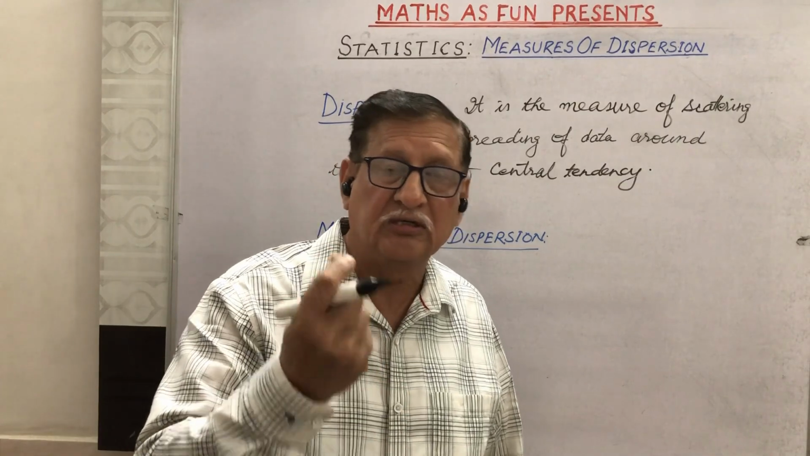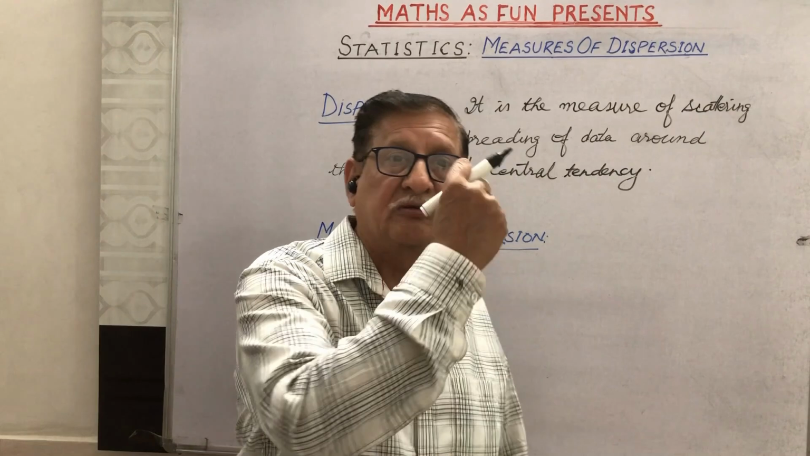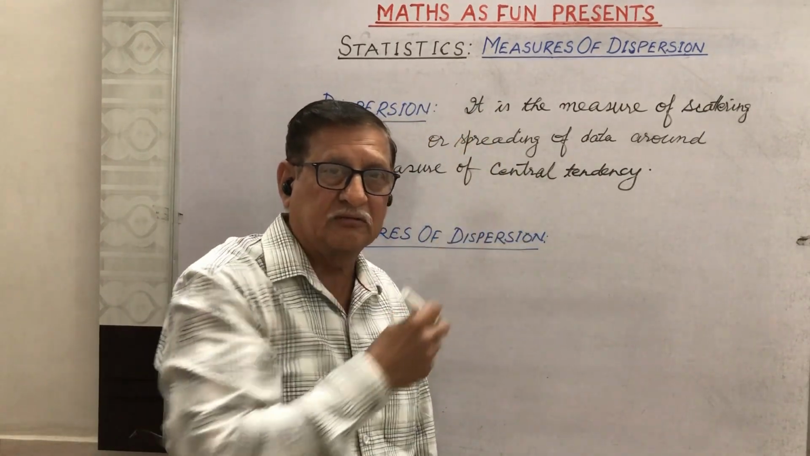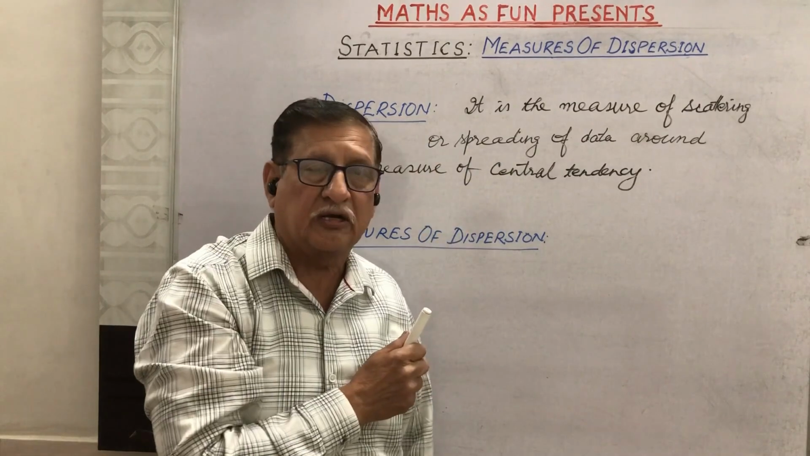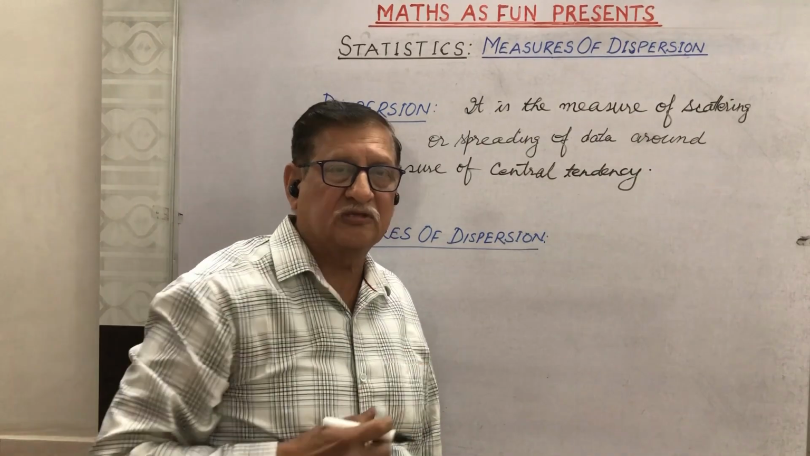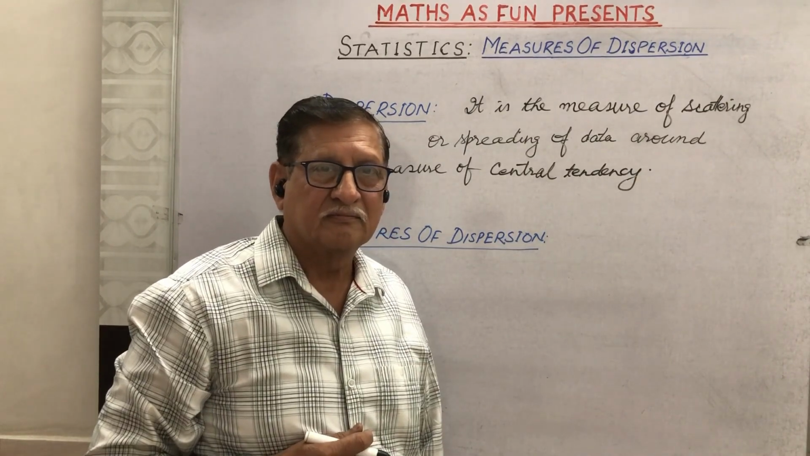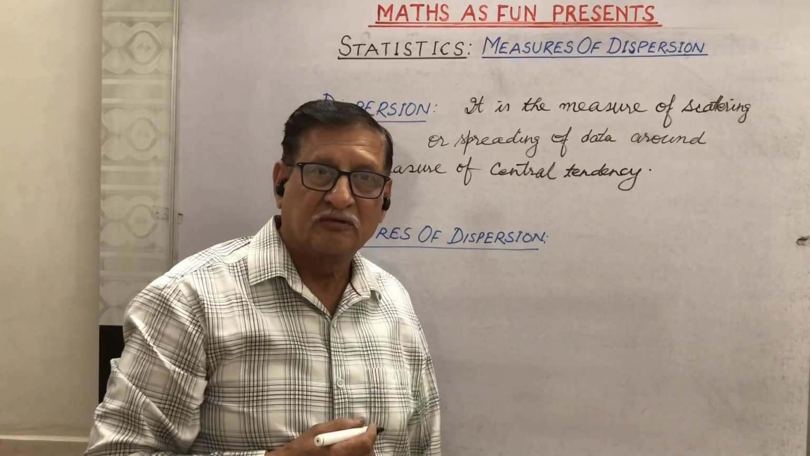So we've learned about the importance of dispersion. Then what is dispersion? Let's learn about its definition. Dispersion is the measure of scattering or spreading of data around the measure of central tendency. Then what are the measures of dispersion?